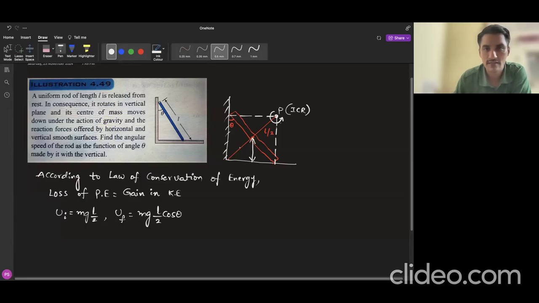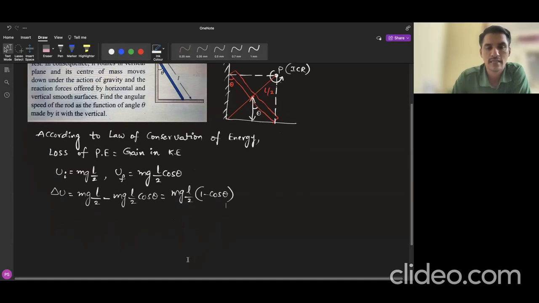Why? Because if this angle is theta, then this angle is also theta. So I can take L by 2 cos theta as the distance what I'm showing now, right? So initial potential energy I have taken and final potential energy I have taken. Therefore, what is loss of potential energy? Delta U, loss of potential energy is mg L by 2 minus mg L by 2 cos theta. Therefore, if I take mg L by 2 as common, I get mg L by 2 into 1 minus cos theta. Yes or no?